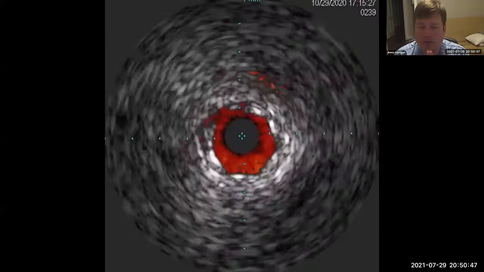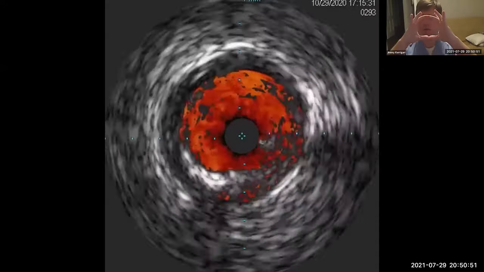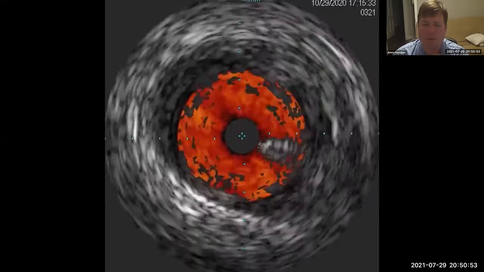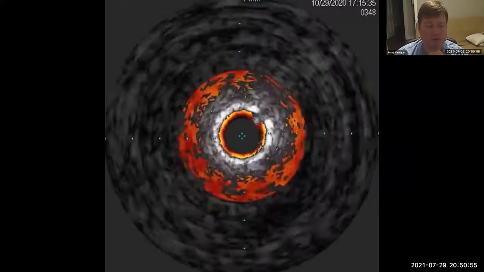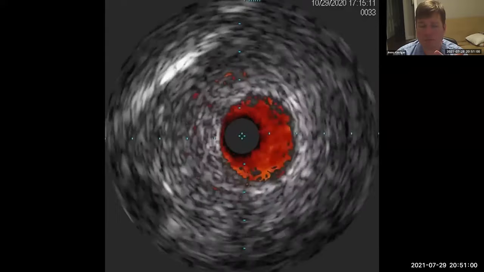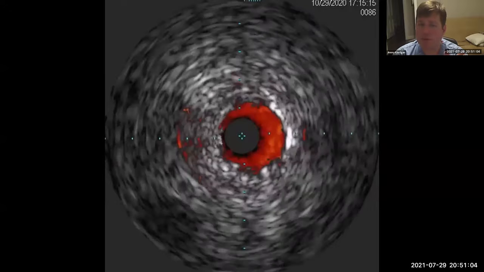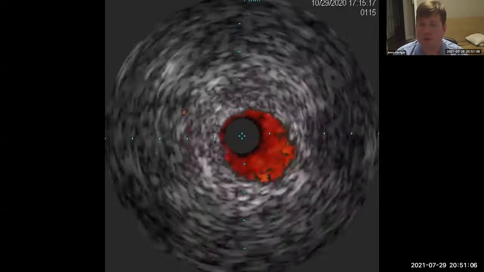Pulling back and then coming into the LAD. And this is an artifact. The LAD does have good flow, but we're making sure that the field of view is very focused for this. So no edge dissection. The edges are in less than 50% plaque burden. I didn't measure the minimal stent area, but it's greater than 5 square millimeters, or at least 90% of the distal reference. So the patient should have a good outcome.